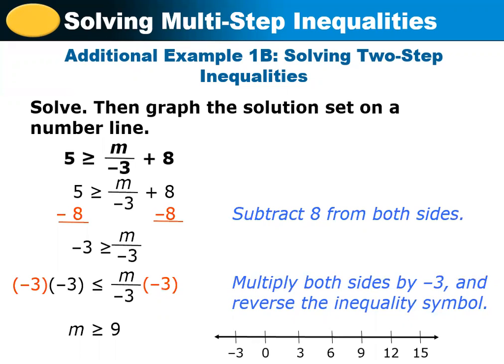Now I have m more than or equal, so we have to make a shaded circle. It's not a blank circle like the first question. Now we have m is more than or equal 9, so it will go to the right side, so we have to extend the line to the right side.